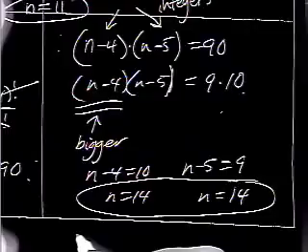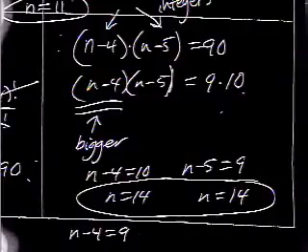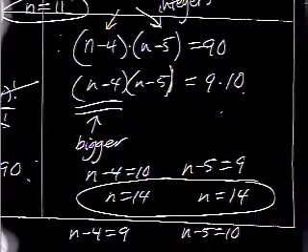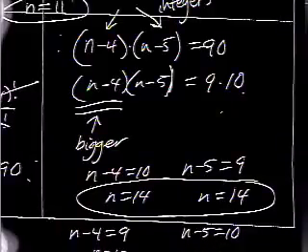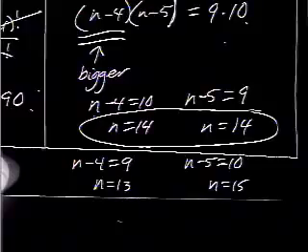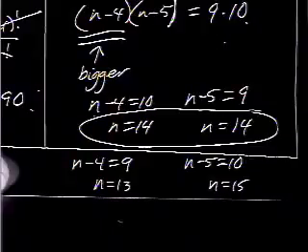Let's just say, for argument's sake, you accidentally switched them. And you said that n minus 4, which we know is the bigger one, is 9, and n minus 5 is 10. You would get 13 and 15. What's the average of 13 and 15? Oh yeah, that's the correct answer, 14. So even if I mess this up, I will still get two numbers that are 1 unit away from the correct answer in either direction.